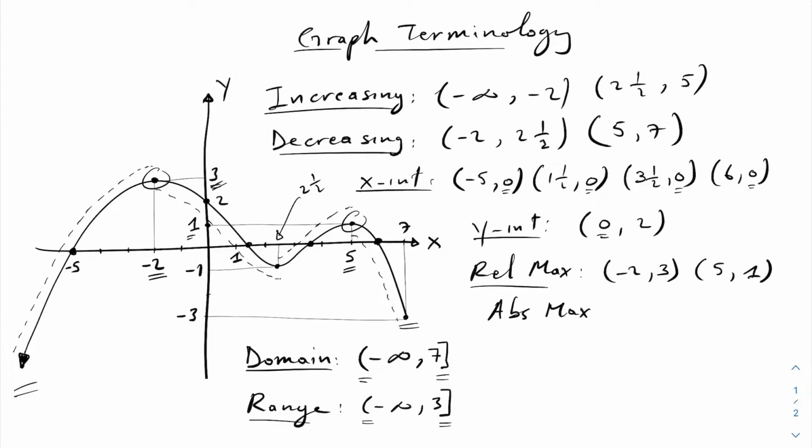Again, the words absolute and global here mean the same thing. And so the global maximum here is going to be the highest point possible for our graph, the absolute highest point. And you can only have one absolute maximum. So in this case, our absolute maximum is 3, and it can be found at -2. So we're going to say that our absolute maximum point is -2, 3.